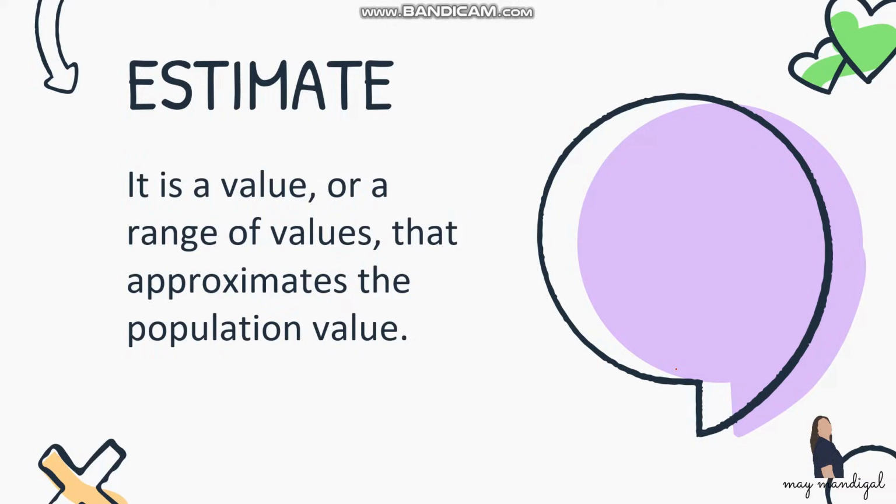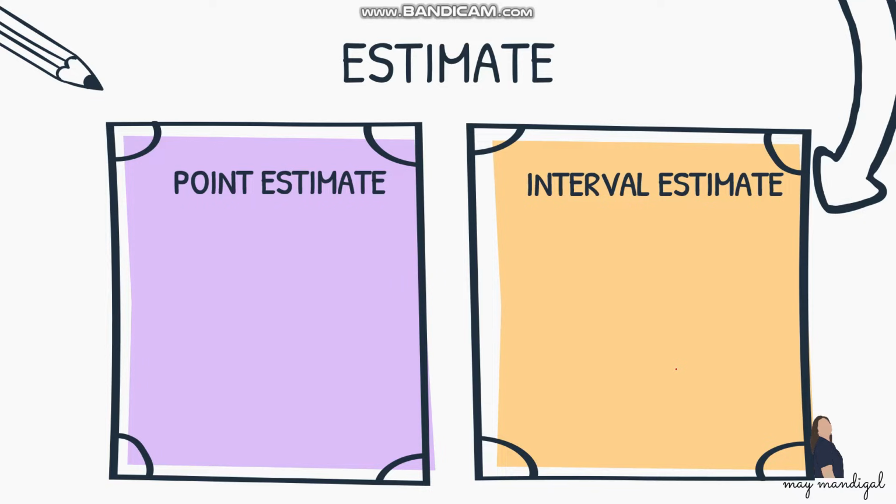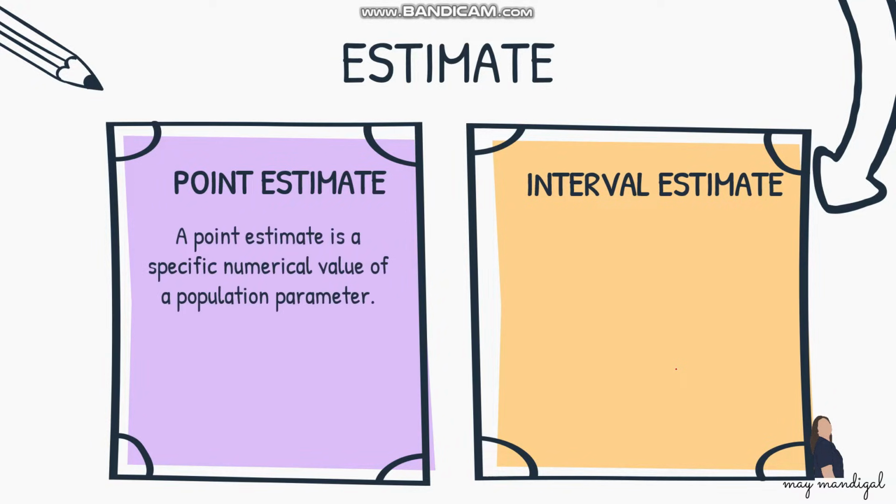It can be a single number only, or it can be a range of values. And this gives us an approximation of the value of the mean of our population. Now there are two kinds of estimate. First is what we call the point estimate, and the second one is what we call the interval estimate. The point estimate is a specific numerical value of a population parameter.